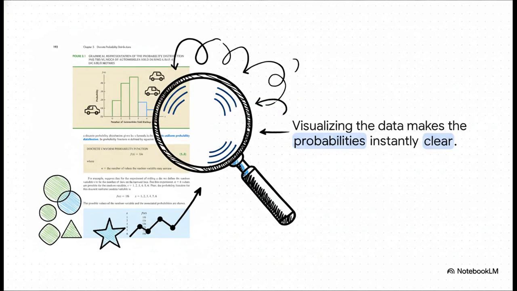And this just shows you the power of a good visual. That table is fine, it has the numbers, but when we graph it like this, the story just pops right out at you. You can see in a split second that the tallest bar is at 1. So, selling exactly 1 car is the single most likely thing to happen on any given day.